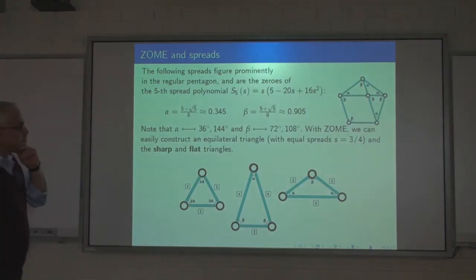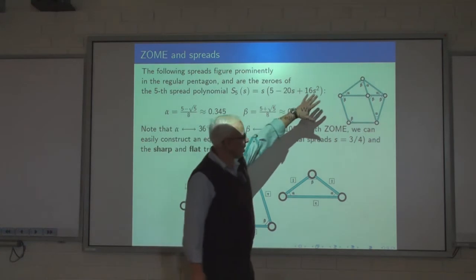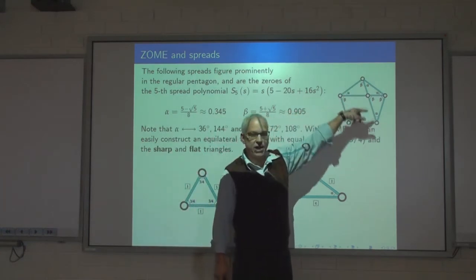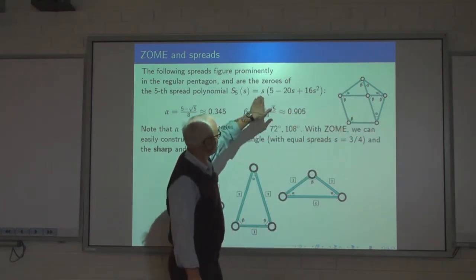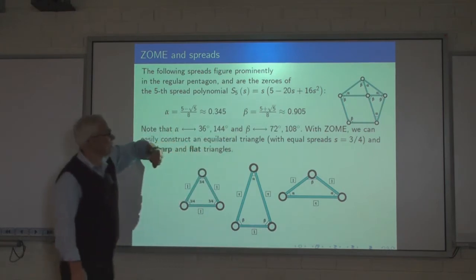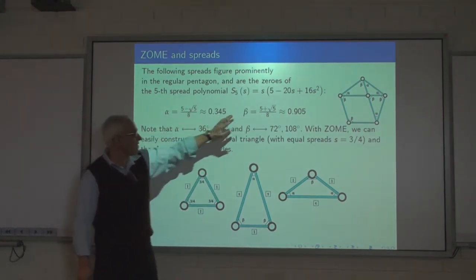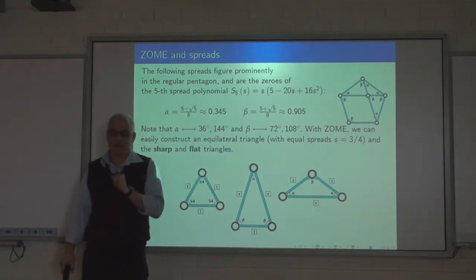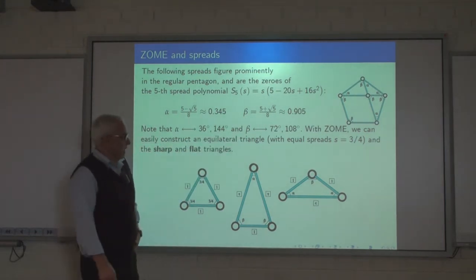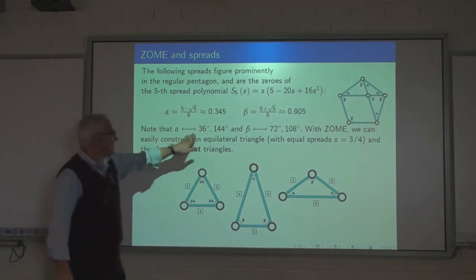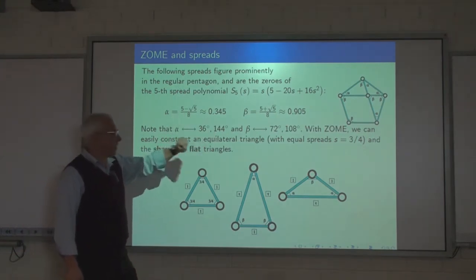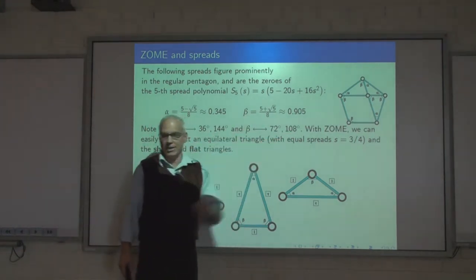Okay, here is a regular pentagon, and here are the spreads that figure in a regular pentagon. These are zeros of the fifth spread polynomial. Anyway, these are the values, alpha and beta: (5 minus root 5) on 8, and (5 plus root 5) on 8. They play the role of 36 degrees and 144 for this one, and this one plays the role of 72 degrees and 108.